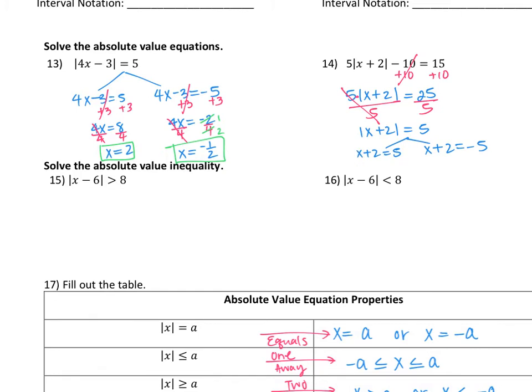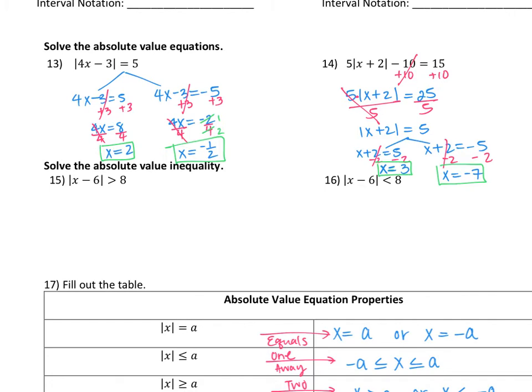So x is right here. To move over this 2, I need to subtract the 2 off. So x is equal to 5 minus 2, which is 3. So that's my first equation. My second equation here, if I subtract 2 from both sides, I bring down my x, and negative 5 minus 2 is negative 7. And so my answer here is x equals 3 and x equals negative 7.